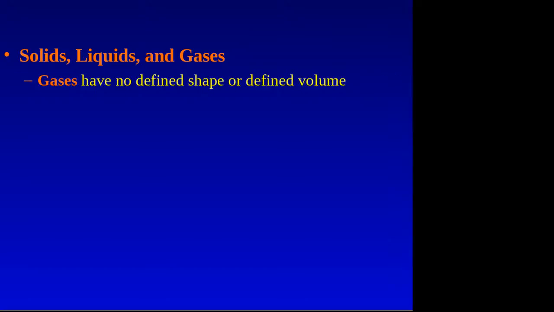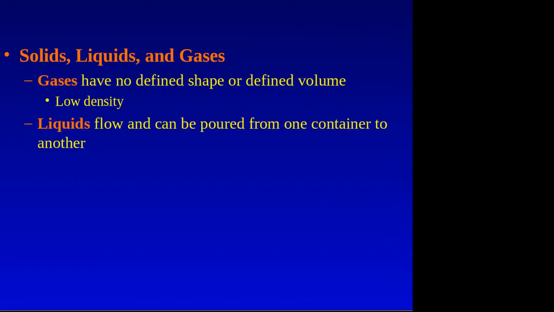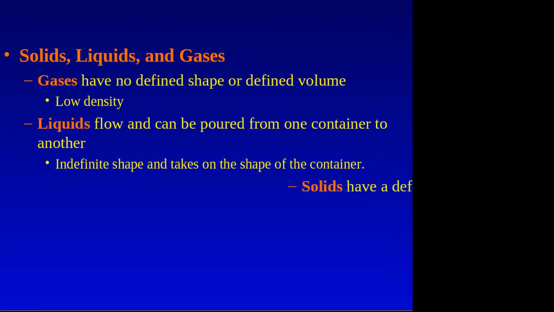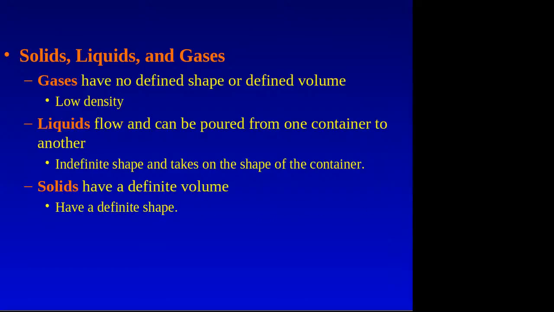And so gases have no definite shape or volume. I let a gas out and the particles are moving so quickly that they spread out as far as they can, given some conditions on them. They have a very low density. Liquids flow. They have a definite volume. But they'll take the shape of their container. And I know we went over some of this before. So they have an indefinite shape and take the shape of the container. Solids have a definite volume and a definite shape. And so these are going to be our main classifications.